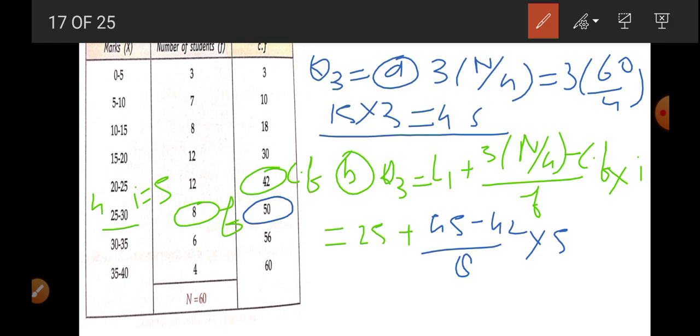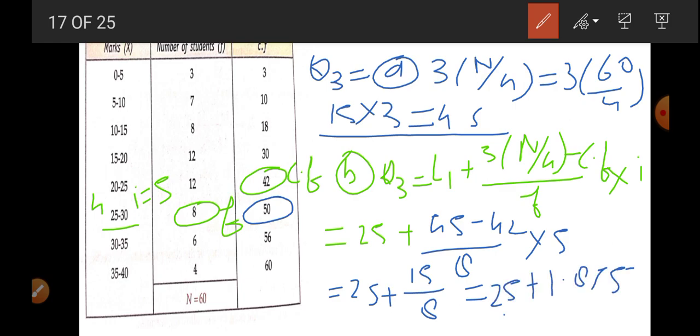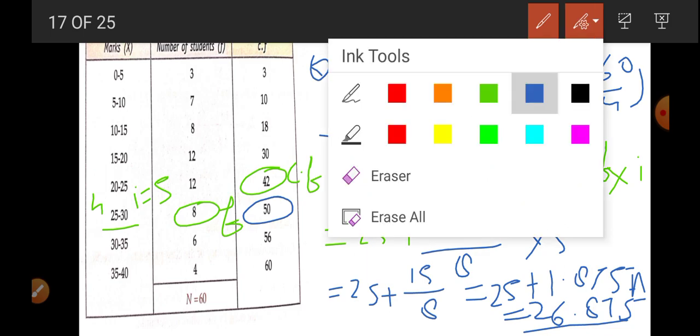So when we do the calculation, we get 25 plus 15 upon 8. And when we do the calculation, we get 25 plus 1.875, that is, the value will be 26.875. So that is your answer. Okay student, now come to the next.